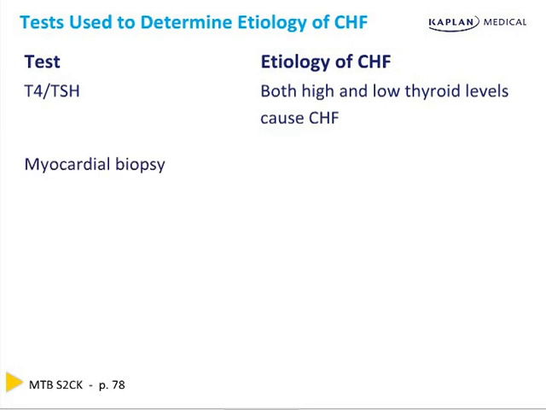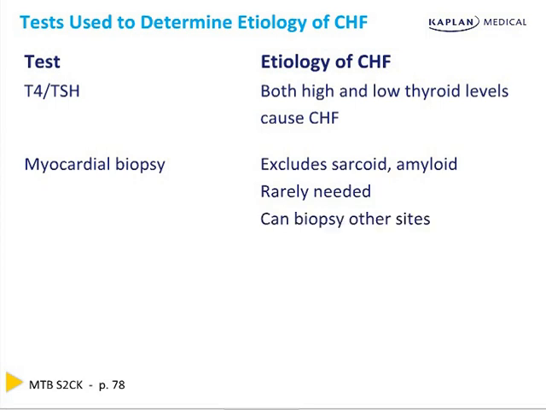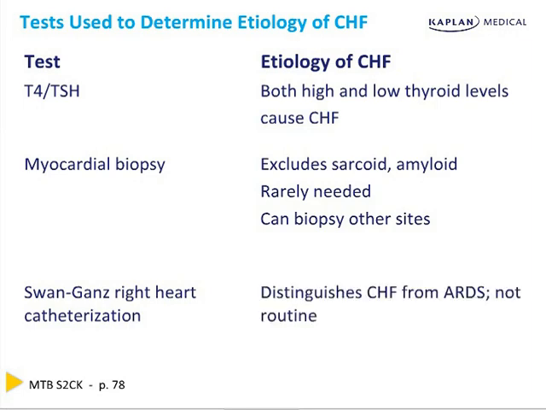A myocardial biopsy, although it may be the most accurate test of things like sarcoid, amyloid, hemochromatosis, is rarely needed. A busy hospital in New York City can do 1 or 2 a year. So it's rarely needed. And we can biopsy other sites rather than have to take a piece of the heart itself.